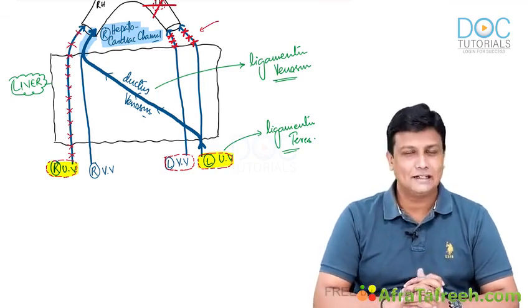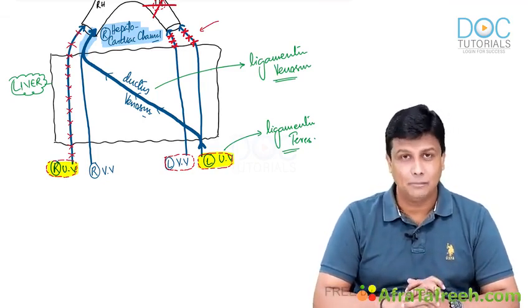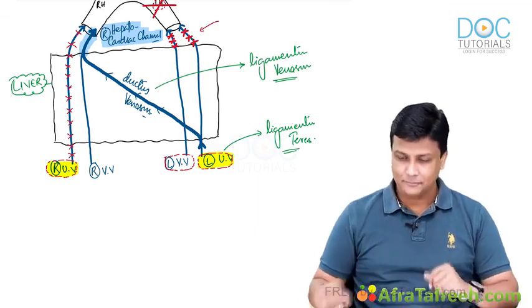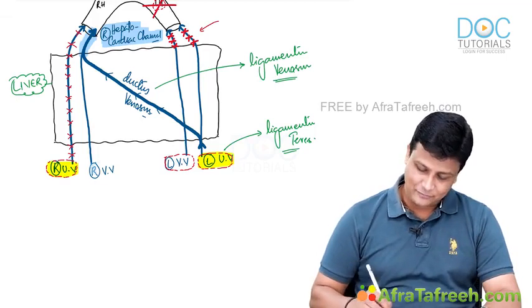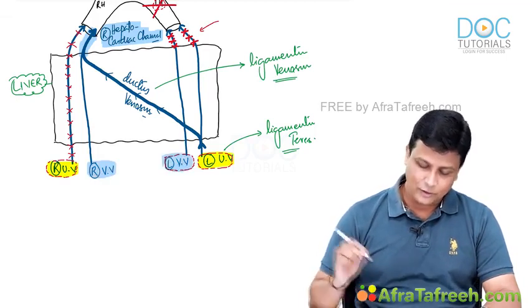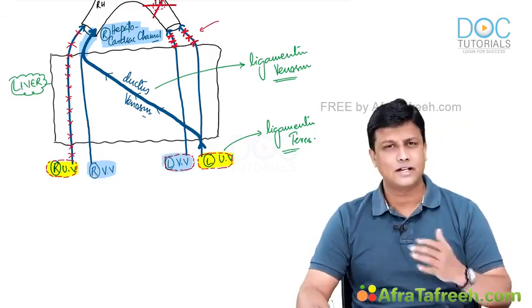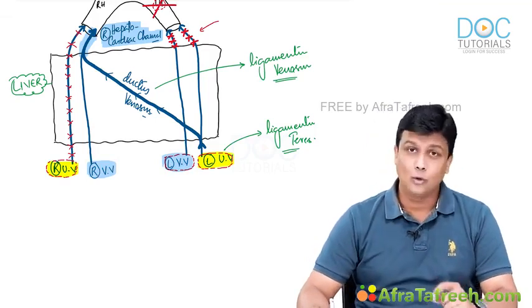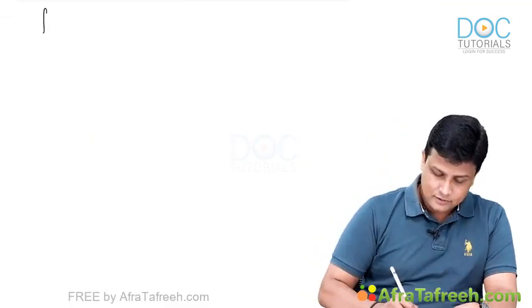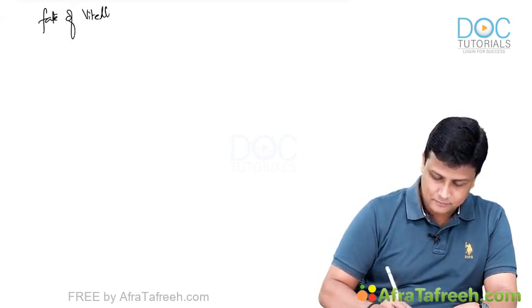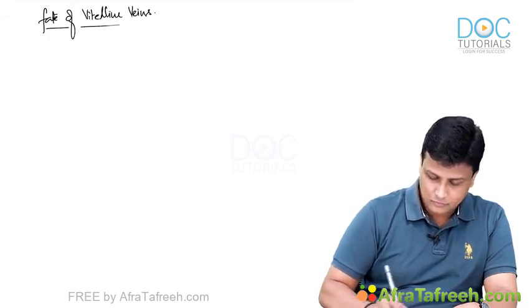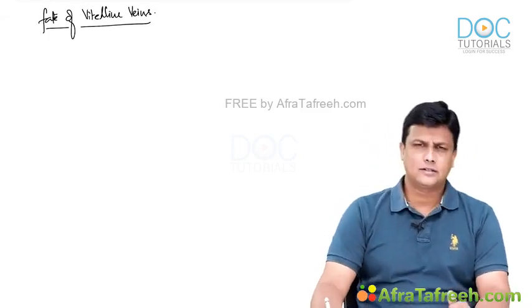So that's the complete concept regarding the fate of umbilical veins. So that is completed here. Now after that, let us take up the vitelline veins. Again the same thing we are going to do. We are going to draw the same diagram again, but this time only the vitelline veins. So what will be the fate of vitelline veins?